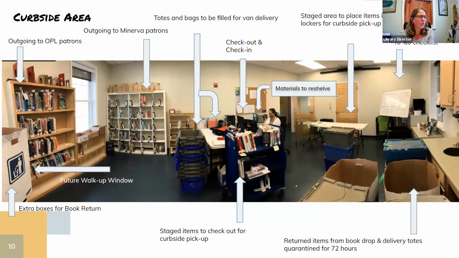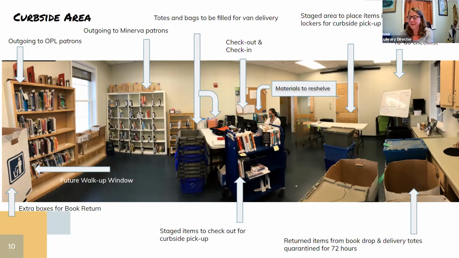If we start at the top left-hand corner, we go clockwise. That first shelf is items that are waiting for our patrons and waiting to go into the lockers. The next shelf is items that are going out to patrons from other libraries. And then we've got totes and bags that every day we fill before the delivery guy comes to pick them up. Then there's the checkout and check-in station.